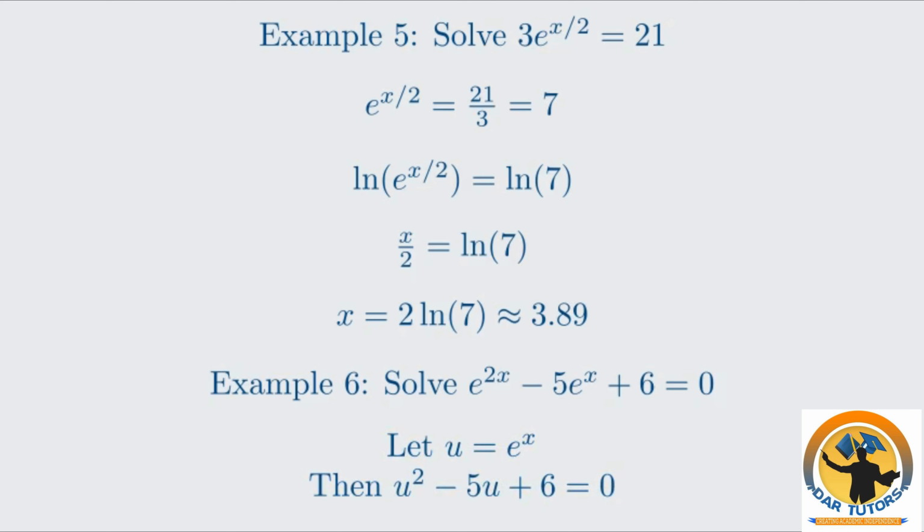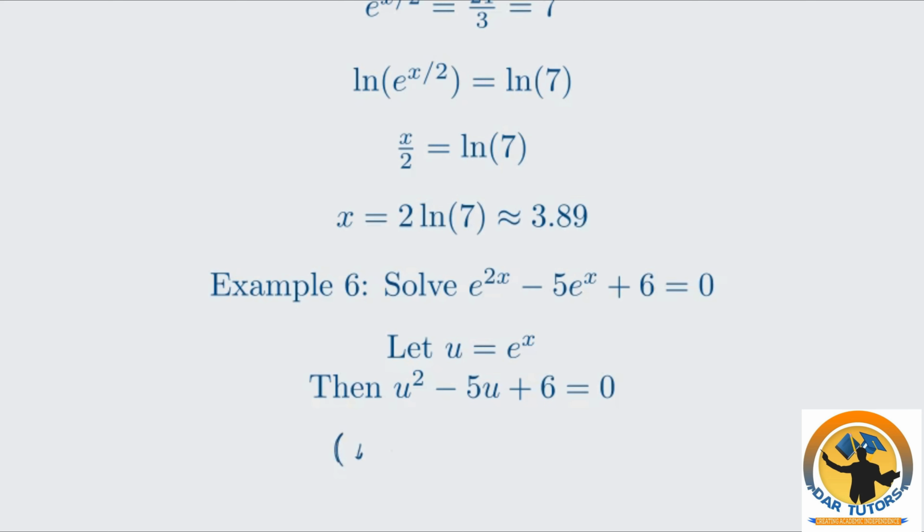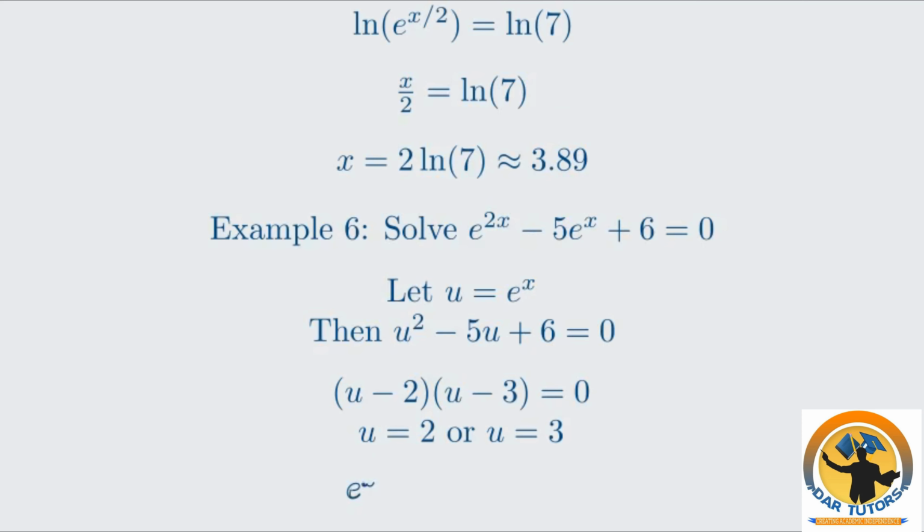This quadratic equation can be factored. It factors into u minus 2 times u minus 3 equals 0. This gives us two possible solutions for u. u equals 2 or u equals 3. But we're solving for x, not u, so we need to substitute back. Since u equals e to the x, we have two separate equations to solve: e to the x equals 2 and e to the x equals 3.